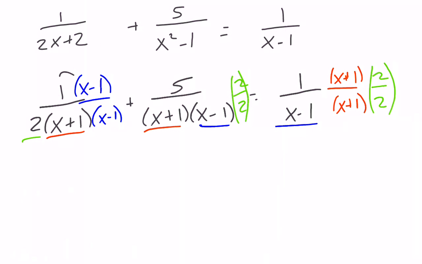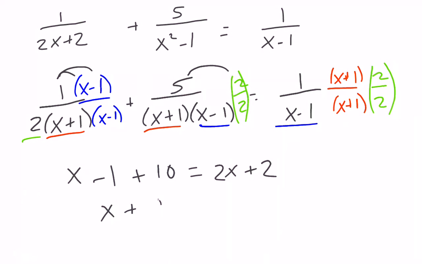So my first fraction would be x minus 1 plus 5 times 2 is 10 equals 1 isn't going to change anything. 2 times x is 2x. Whoa, where'd that come from? 2x plus 2. Once again, I'm not really paying attention to my denominator because I'm going to double check my final answer at the end. So x plus 9 equals 2x plus 2. I'm going to subtract x from both sides and then subtract 2 from both sides. So I get x equals 7.